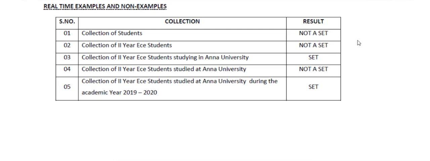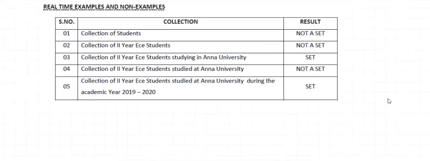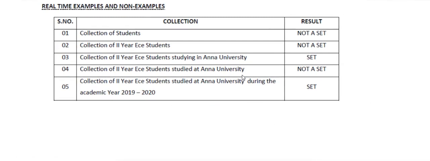If I am asking you to collect this data, for example the fourth data, will you collect it? Is it possible? Not at all possible.